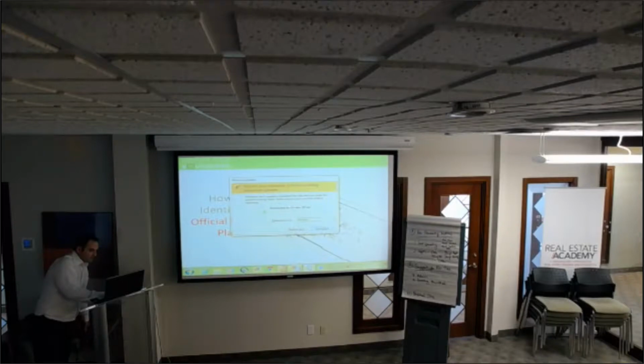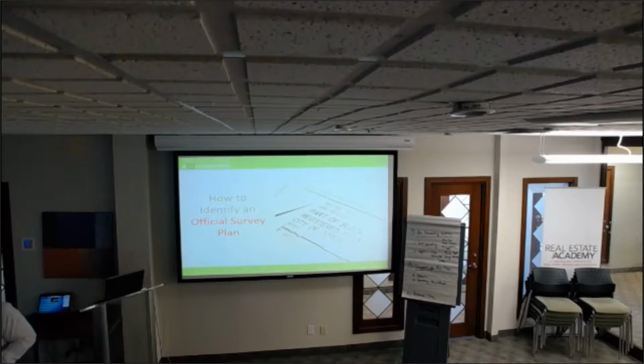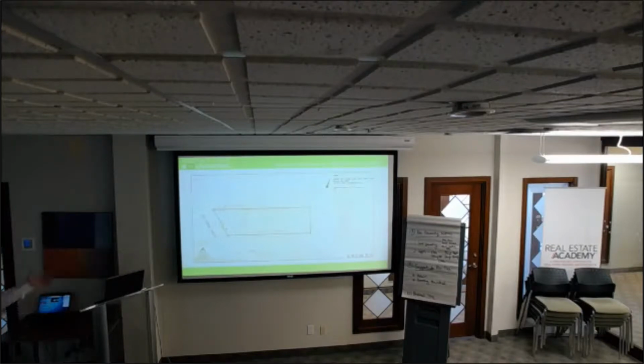Okay. All right. So let's start off with how to identify an official survey plan. This on your cheat sheet is B. I don't know why it's not A. It's B on your cheat sheet. Okay. So how to identify an official survey plan? So I apologize for the quality of this, the way this looks on here, but good news, you've got your own copy of this plan in front of you.